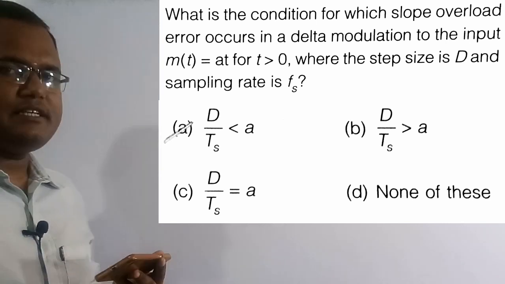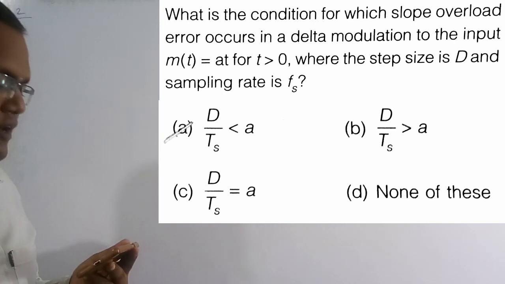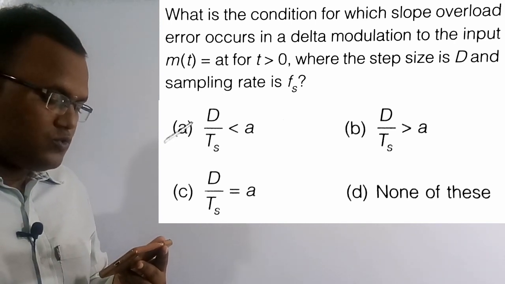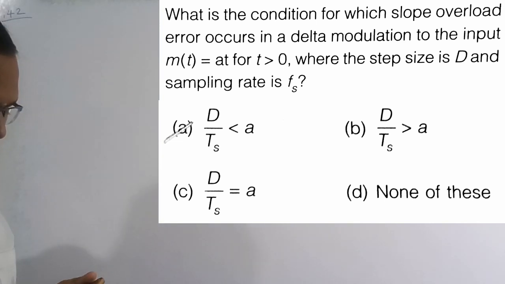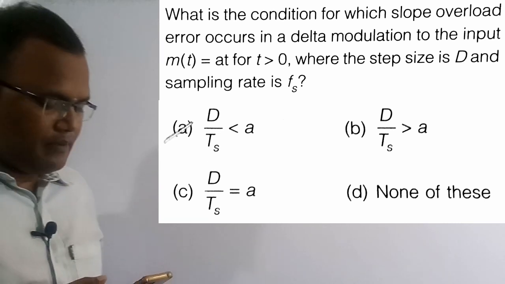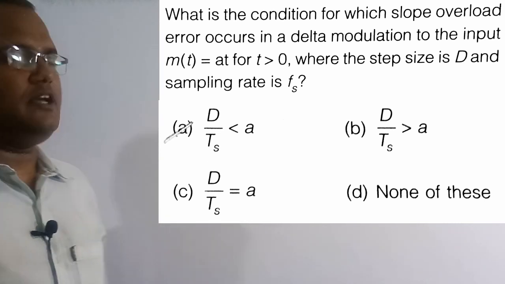So based on this message signal, this step size d, and the sampling rate fs, we have to find the condition for the slope overload which is going to occur in delta modulation. Out of the four options, option A is the correct solution of this question, which is d by Ts less than a. So let's solve this numerical.